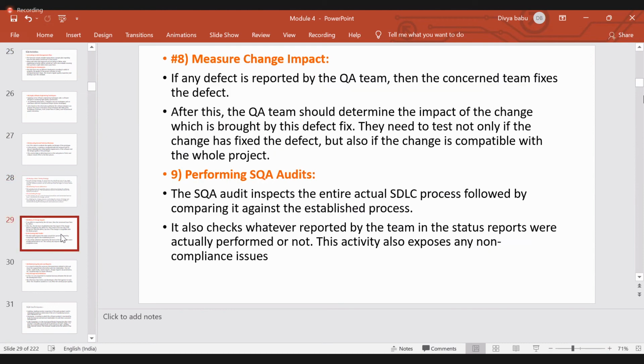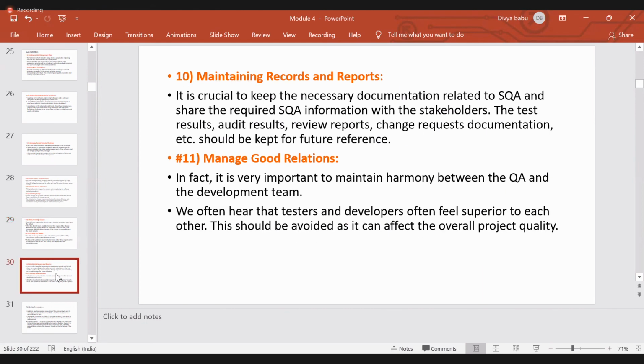Control changes means you should not misunderstand that term. In an agile platform, as a developer, we don't have any right to control the change. But if it is a contradictory statement, like sometimes the requirements given by the client are contradictory in nature, at that time you can control the changes, measure the change impact, perform SQA audits and reports, and manage good relationships.